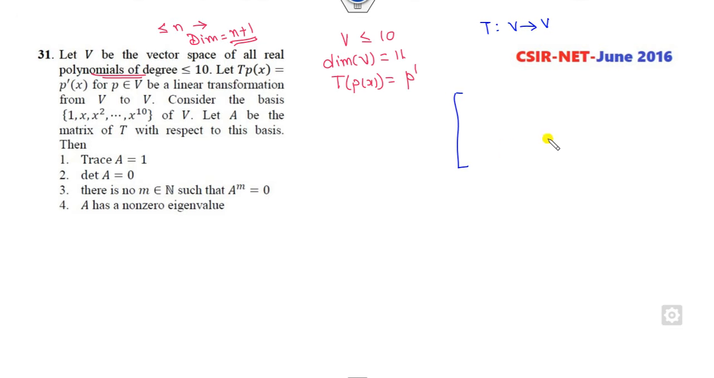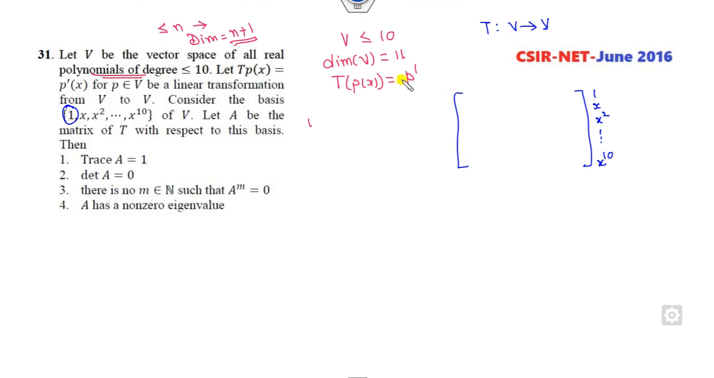Then you have to define a mapping from V to V. So what is the size of this matrix? The dimension of V is 11, so it's an 11 cross 11 matrix. Let A be the associated matrix. Okay, fine. So firstly, if I take 1, what is the derivative? If I write it as 1, x, x square, the last value will be x raised to power 10.